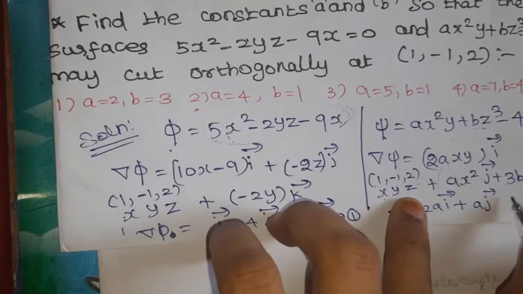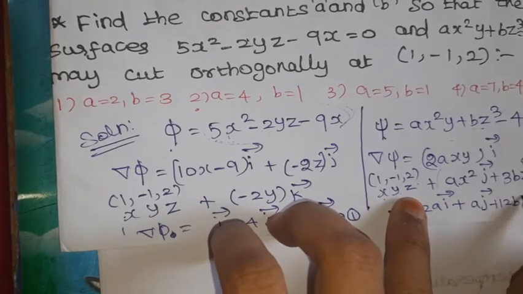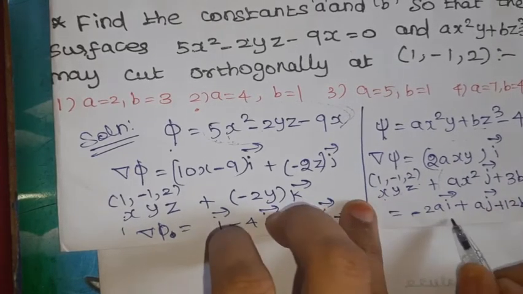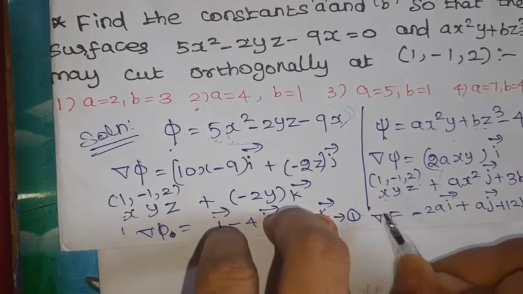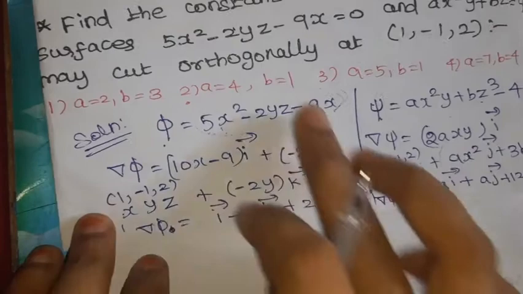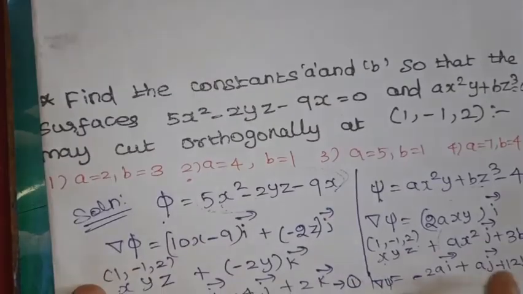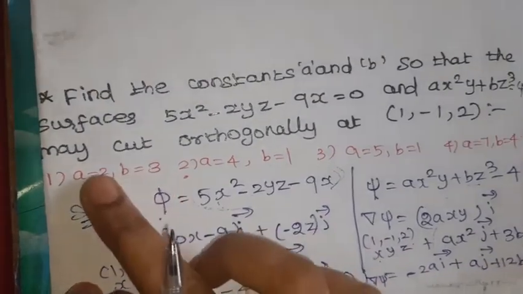What is z squared? 4 plus 12bk. So minus 2ai plus aj plus 12bk. So this is del psi. So now we are going to find out the constants a and b. From this, what is given as the clue?